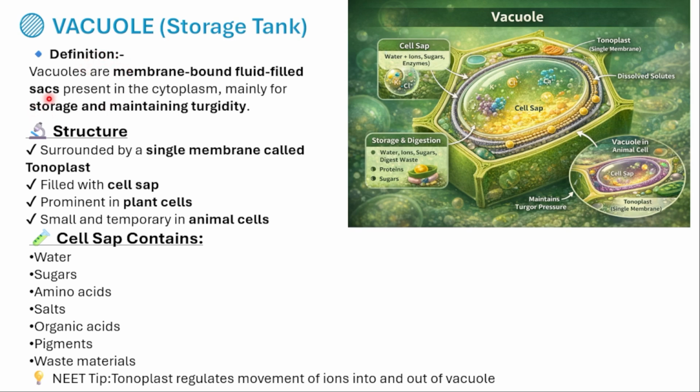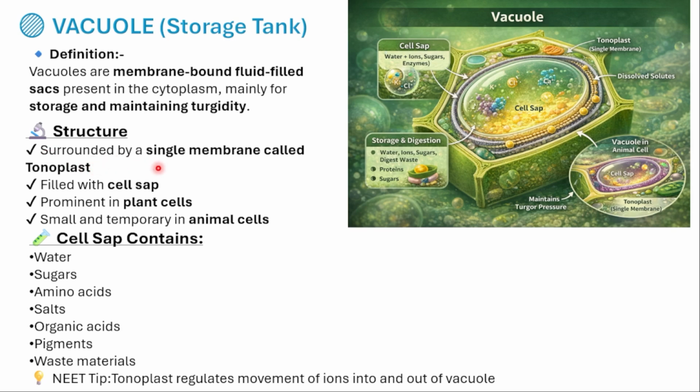Now, vacuole. Vacuoles are membrane-bound fluid-filled sacs present in the cytoplasm, mainly for storage and maintaining turgidity. Turgidity in the sense of watery content. Water content will be more. Especially, vacuoles are very large in the plant cell. We see a very small amount of vacuole in the animal cell.